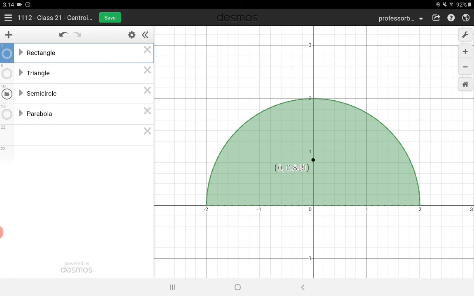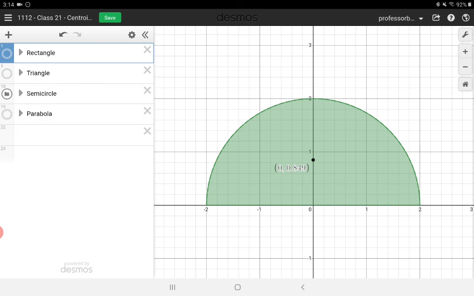Now think about it this way. The region ranges from y equals 0 up to y equals 2. So if this was a perfect rectangle, the center of mass would be right in the middle at y equals 1, just like the first example we did. Why is this center of mass a little bit lower? Why is the y-coordinate a little bit less than 1?